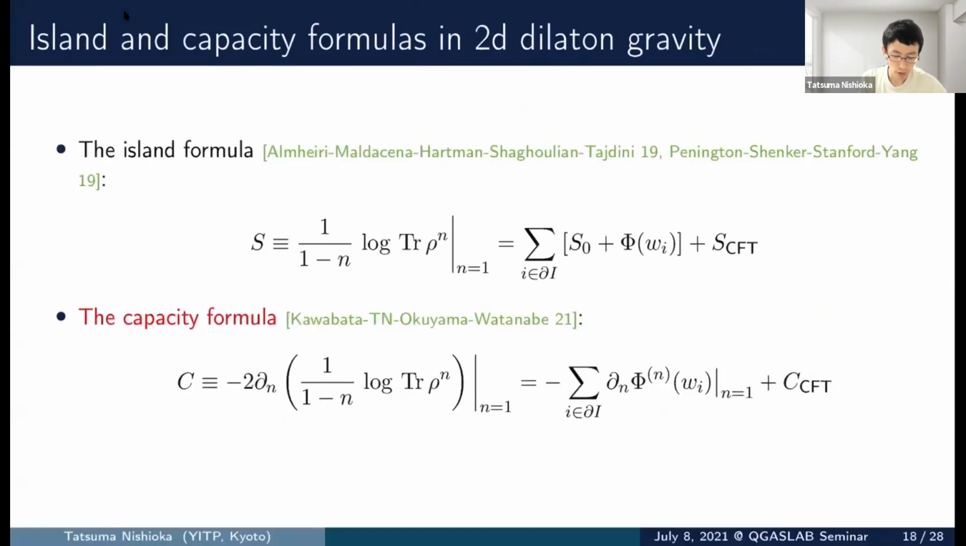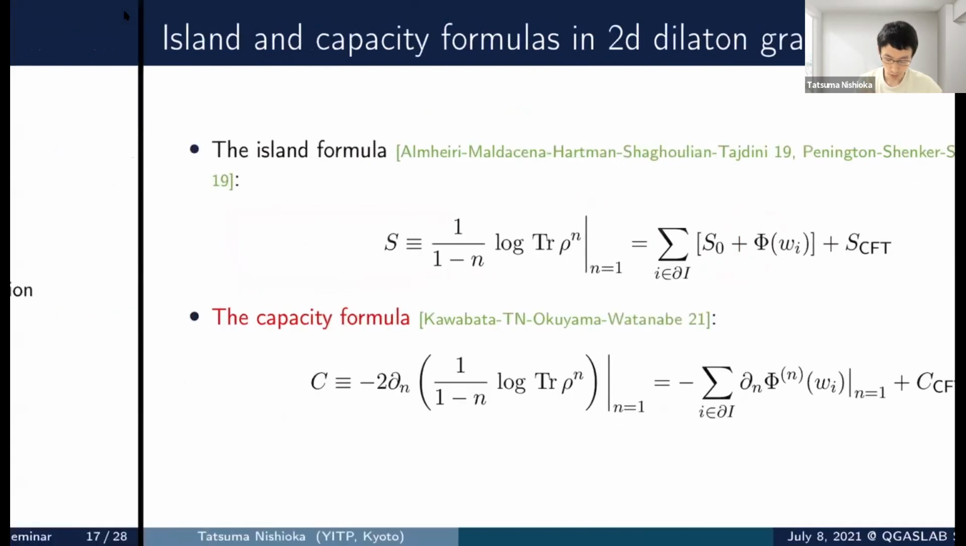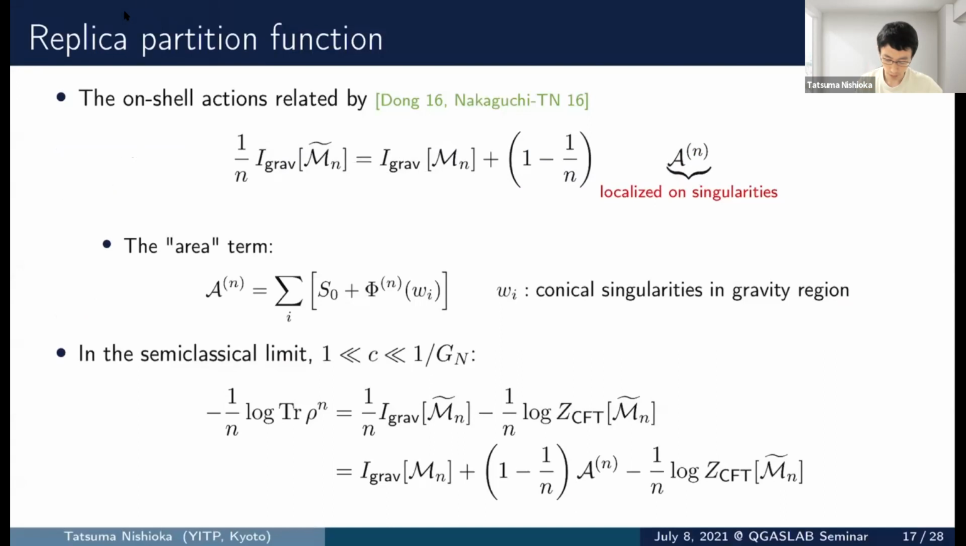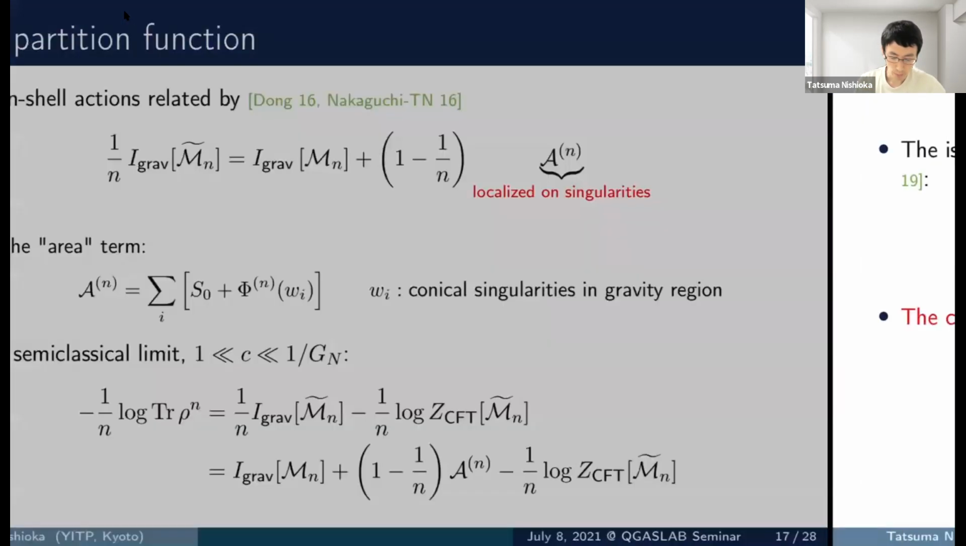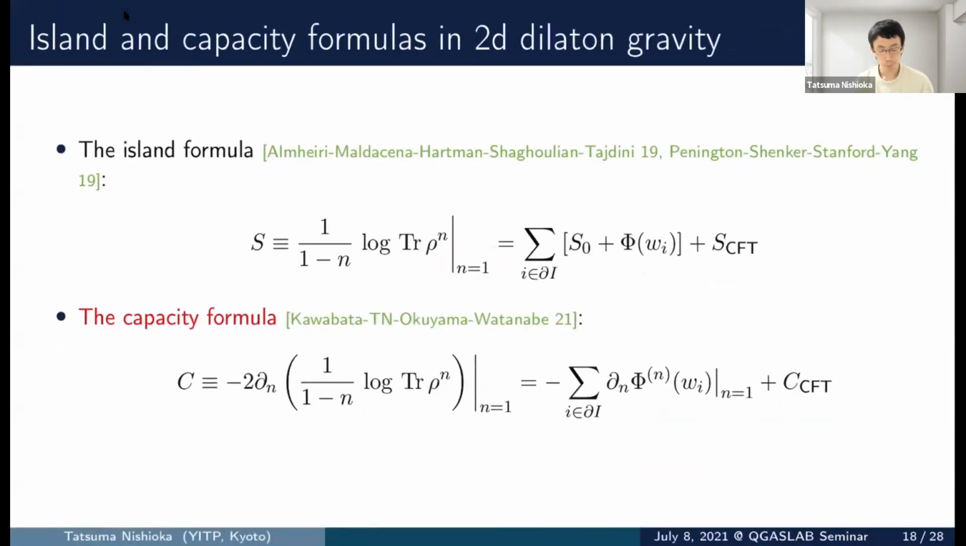So you just substitute the previous equation into this definition. And after taking the n goes to one limit, you end up with the area term, the island formula, which consists of the area term plus the CFT entanglement entropy. So only these two terms remain. This term actually vanishes after taking the n goes to one limit.